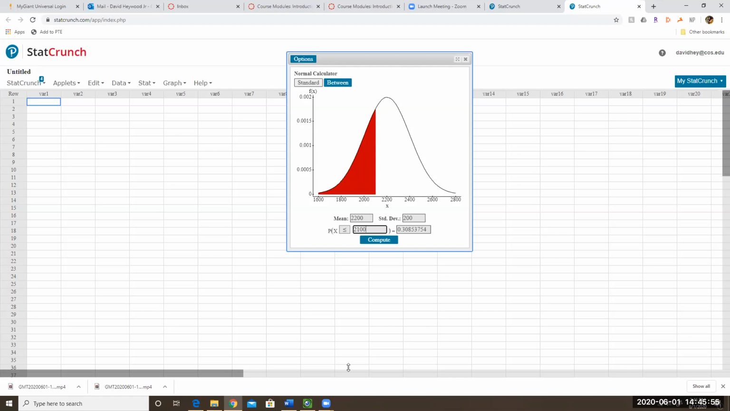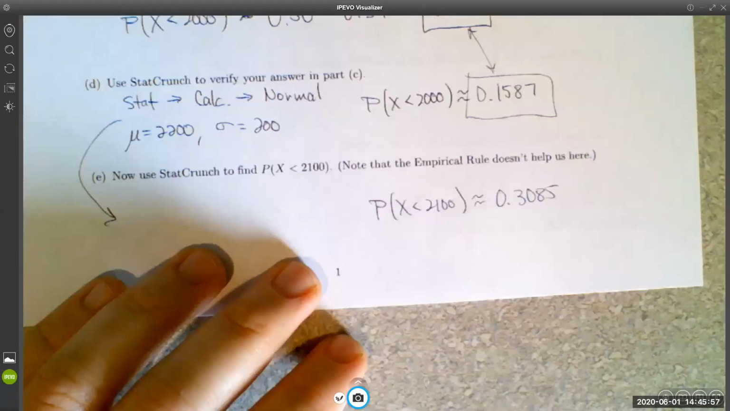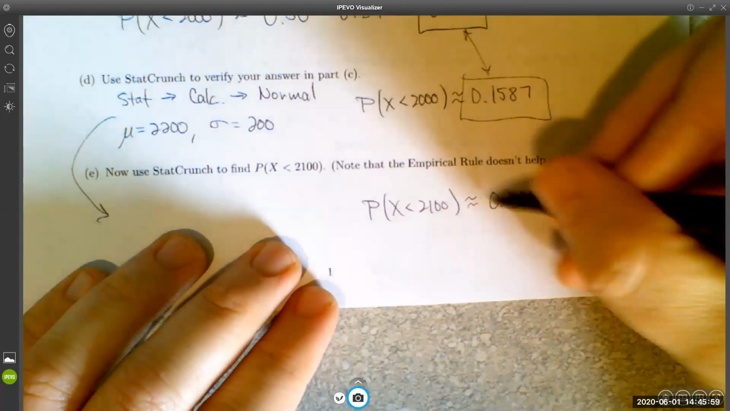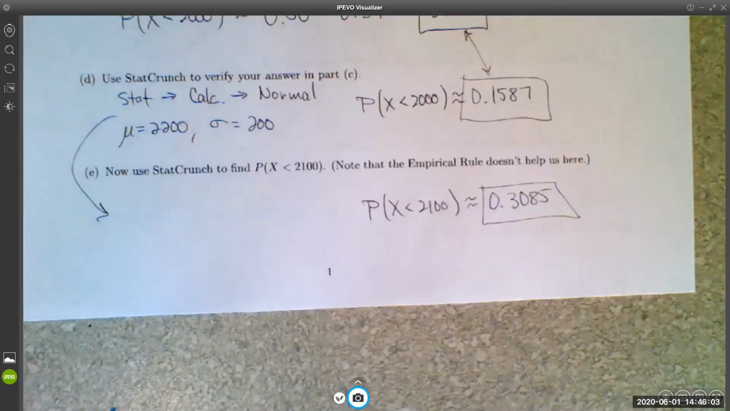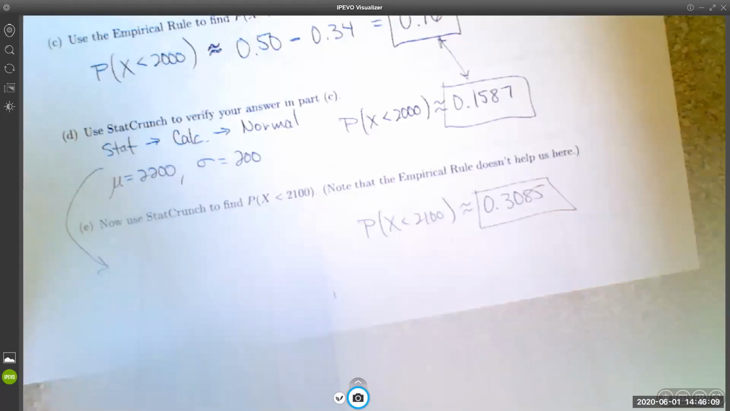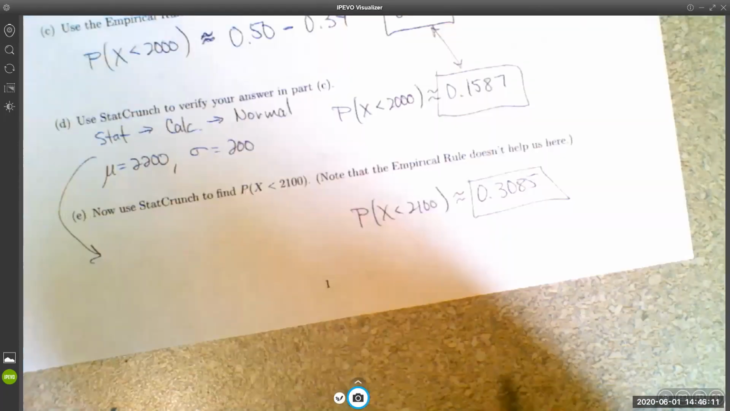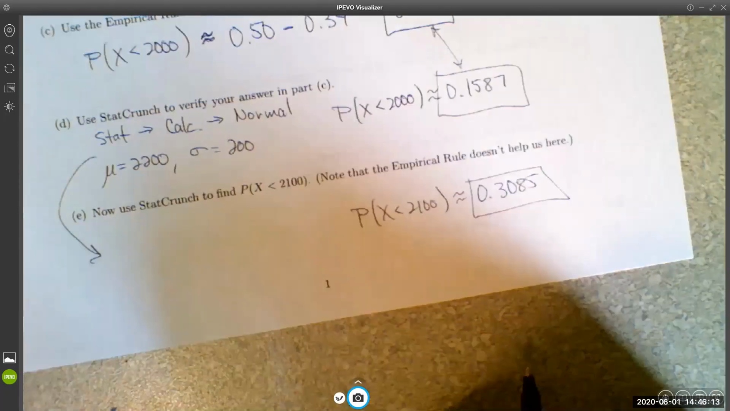which should look familiar to you. That was the probability that we were just given in 7.1, right? Like in 7.1, they just told us in part B that that was the area, right? 0.3085, and now we've just confirmed that. So there you go. That's how you find normal probabilities in StatCrunch.